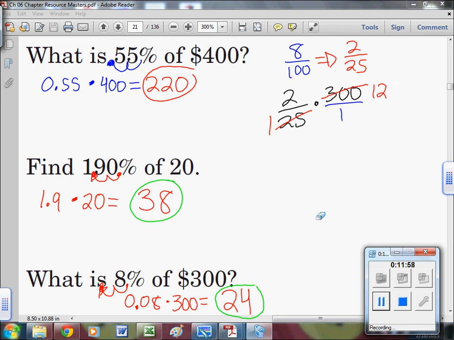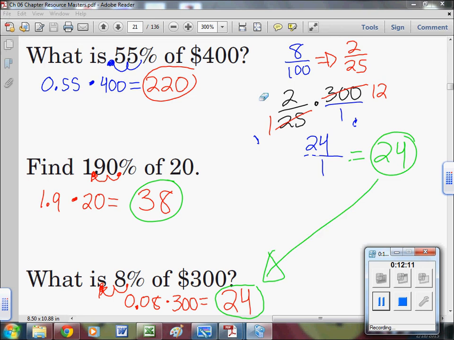So now go ahead and multiply straight across. 2 times 12 is 24. 1 times 1 is going to be 1. So we have 24 over 1. Well, that just equals 24. And that agrees with what we did down there with the decimal method. So once you know the fraction method, it technically always works. Just sometimes it may not be quite as pretty of a fraction to deal with. But it does also work.